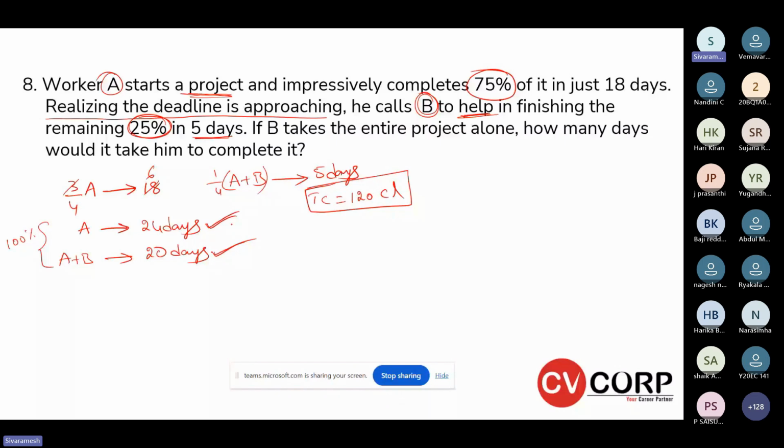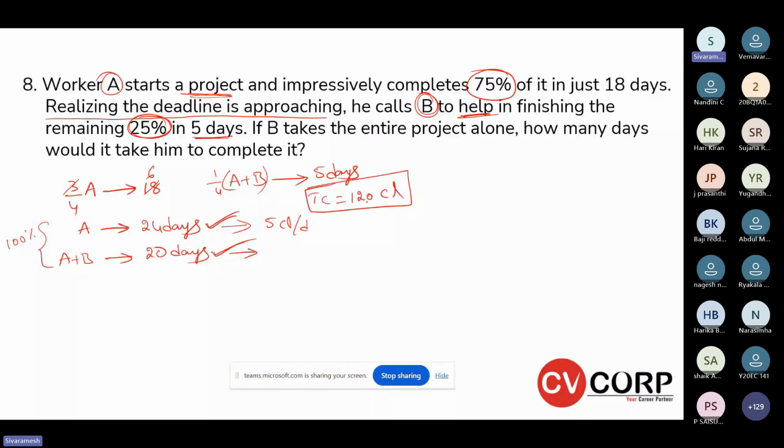Now if A alone is eating the total of 120 chocolates, he's taking 24 days. Per day, he can eat 5 chocolates. So he will take a total of 24 days to eat the complete 120 chocolates. Now with the help of B, A and B working together can eat 120 chocolates in 20 days. So each day they can eat 6 chocolates per day, correct?